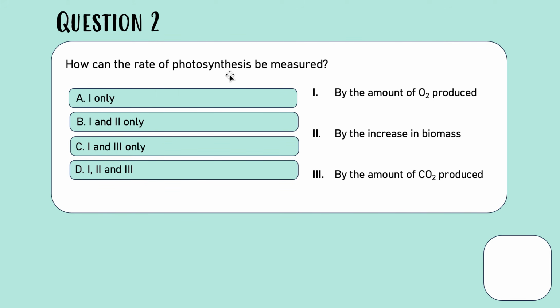How can the rate of photosynthesis be measured? By the amount of oxygen produced? Yes. Remember, photosynthesis makes oxygen as a byproduct. So you can measure the oxygen, therefore you can know the rate. By the increase in biomass? Yes, you can. It's just not such a good way, but you can. By the amount of CO2 produced? No. Photosynthesis does not produce CO2, it uses CO2. So it cannot be this one. So it's going to be 1 and 2. So the answer will be B.